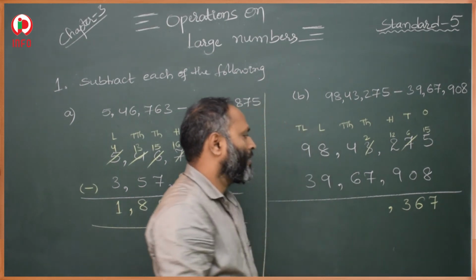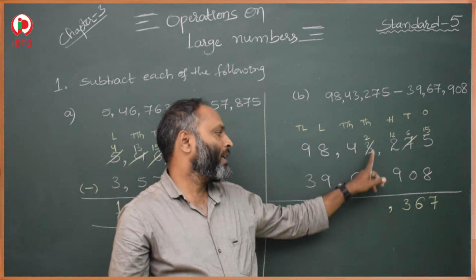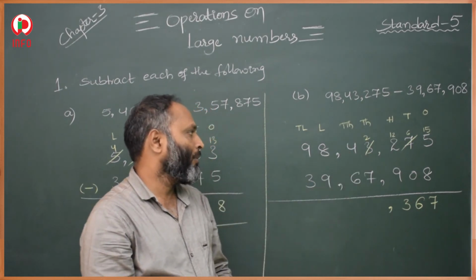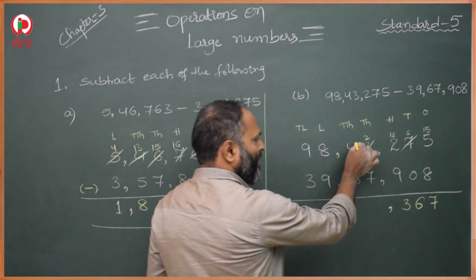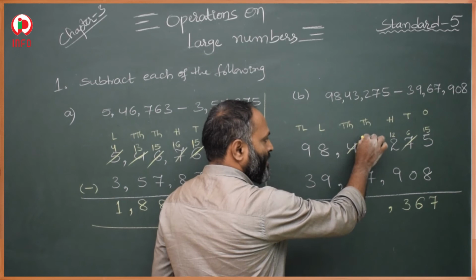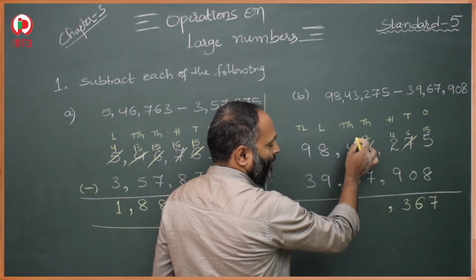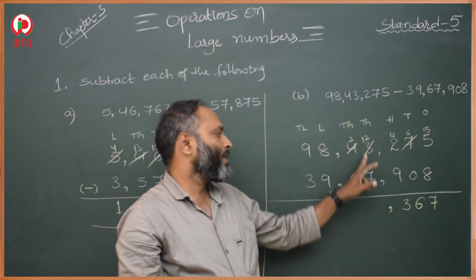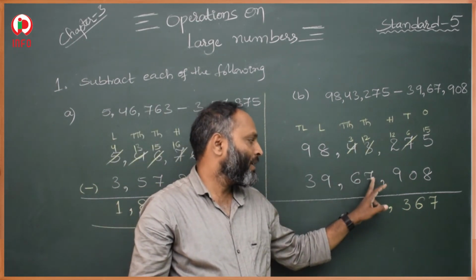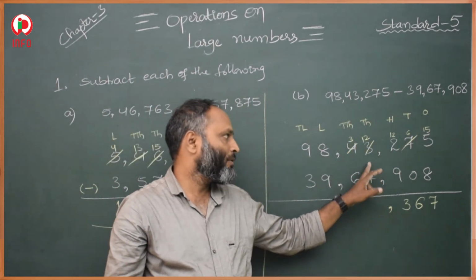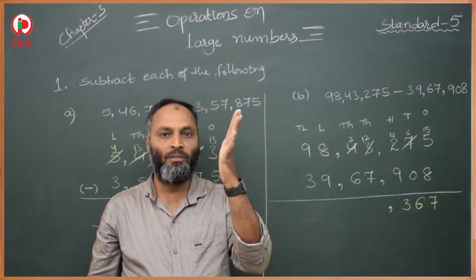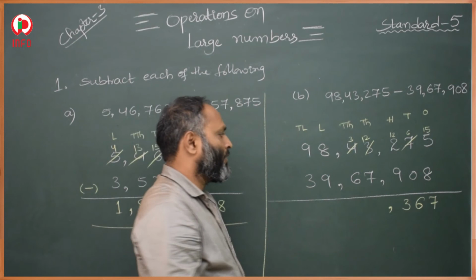Then after that, here 2 and here 7. 2 is smaller. Again we have to take borrow from the next place, that is the 10,000s place. 2 becomes 12 and 4 becomes 3. Then 12 minus 7. Count from 8 to 12: 8, 9, 10, 11, 12. The answer is 5. So 12 minus 7 is 5.